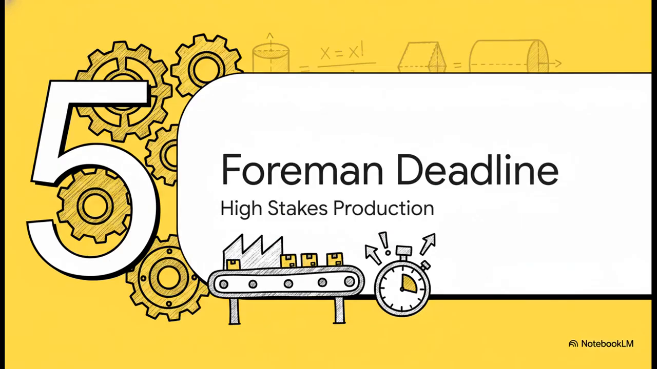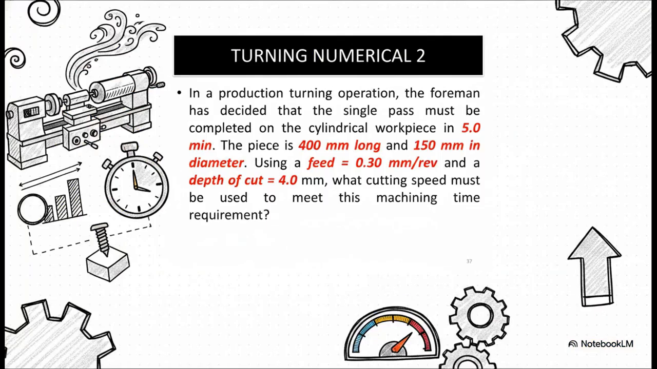All right, let's wrap things up with Section 5, meeting the foreman's deadline. Okay, picture this. In a production turning operation, the foreman comes down and decides that a single pass must be completed on a cylindrical workpiece in exactly 5.0 minutes. The piece is 400 millimeters long and 150 millimeters in diameter. Using a feed of 0.30 millimeters per revolution and a depth of cut of 4.0 millimeters, what cutting speed must be used to meet this exact machining time requirement?